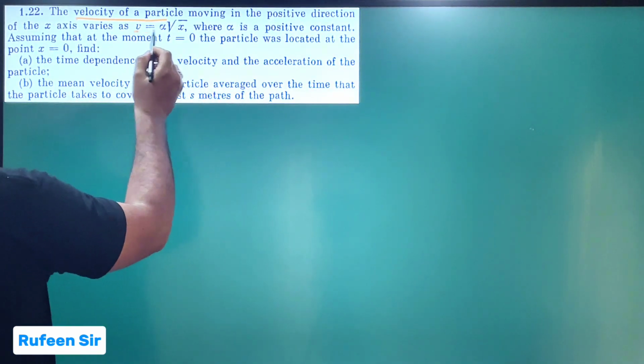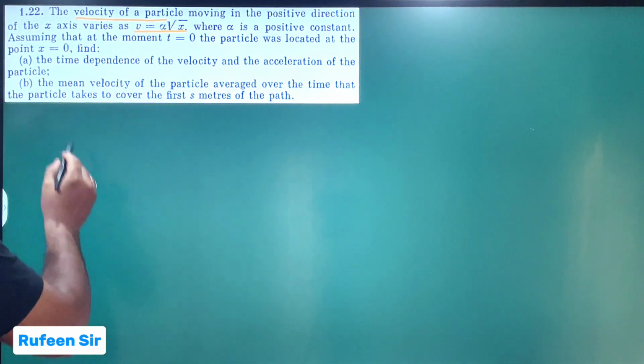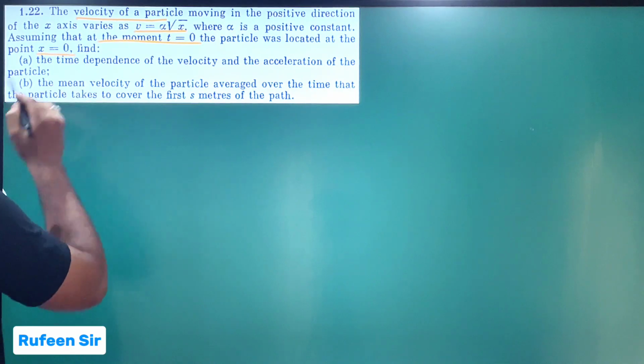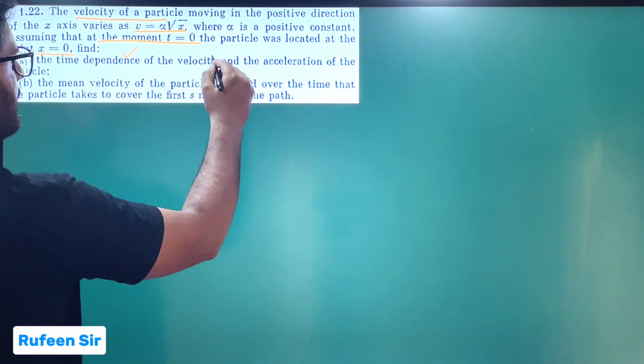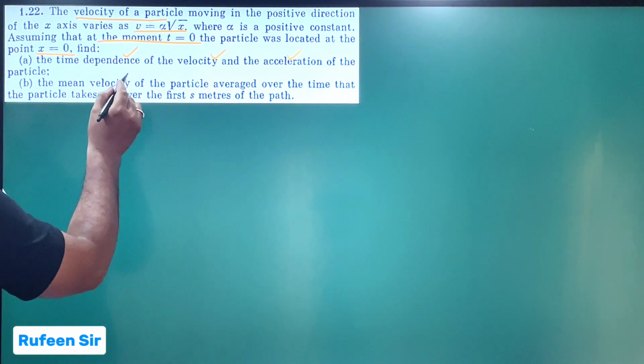Velocity of the particle is given in the positive direction as v is alpha root of x. So velocity is a function of displacement. Alpha is a positive constant. Assuming that at t is equal to 0 the particle is at the origin, I have to find the time dependence of velocity and acceleration. What does the second part say? We have to calculate mean velocity.